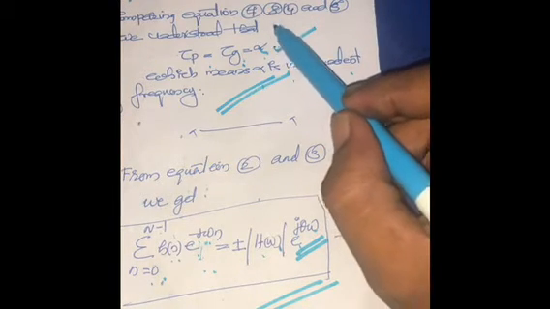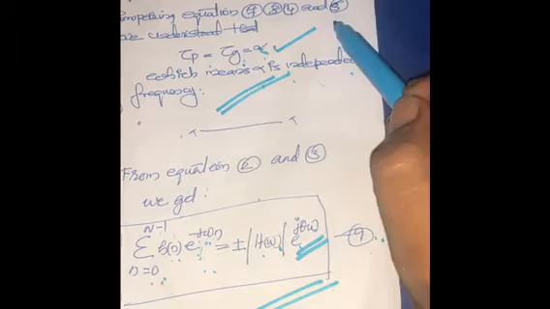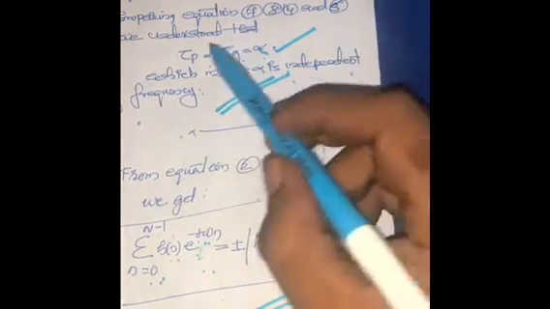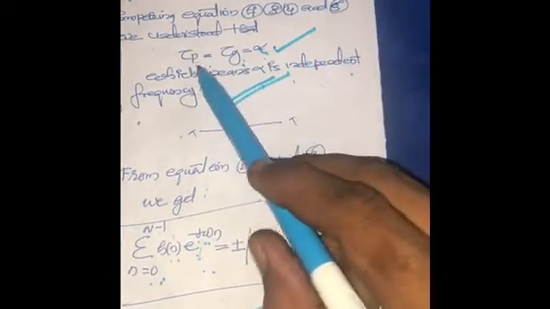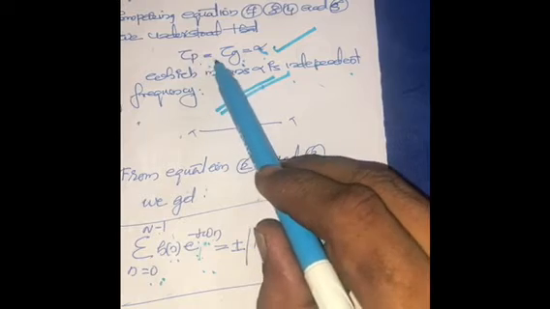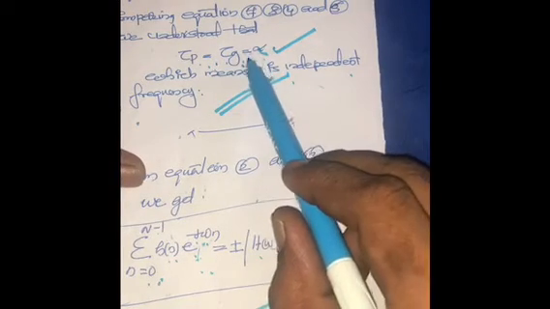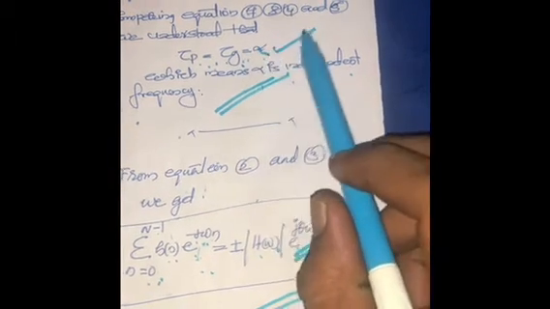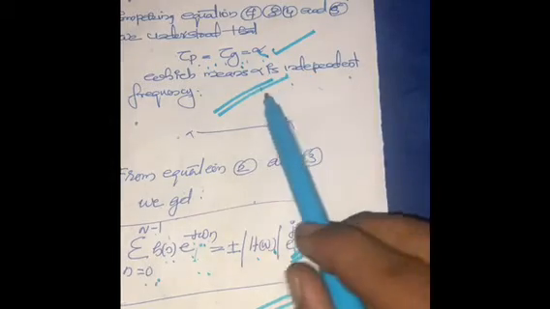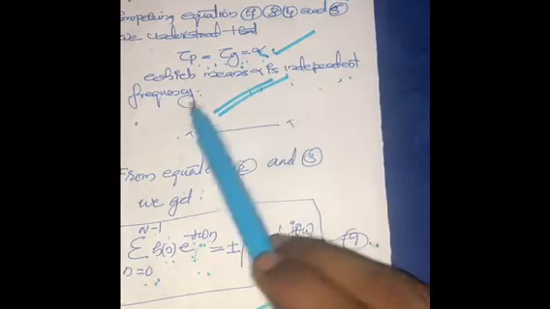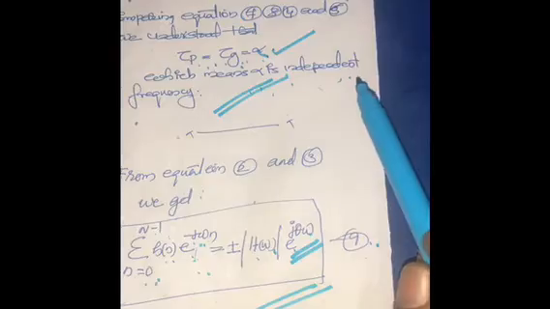Comparing equation 7, 8, 4 and 5, we understand that the phase delay tau p is equal to the group delay tau g is equal to the delay constant alpha, which means alpha is independent of frequency.